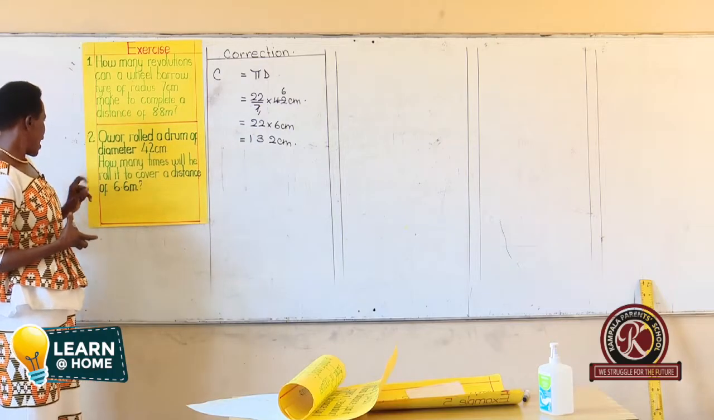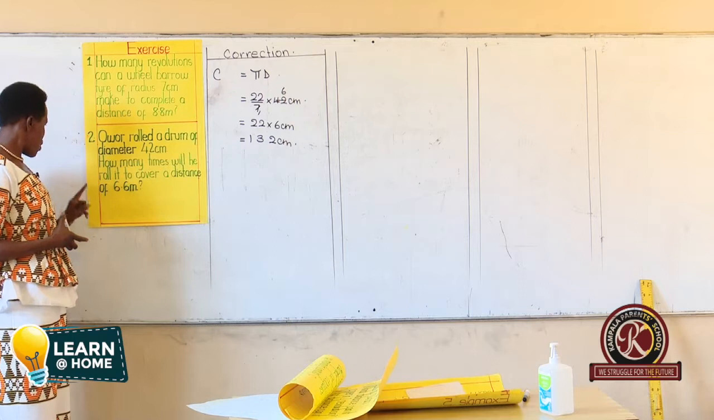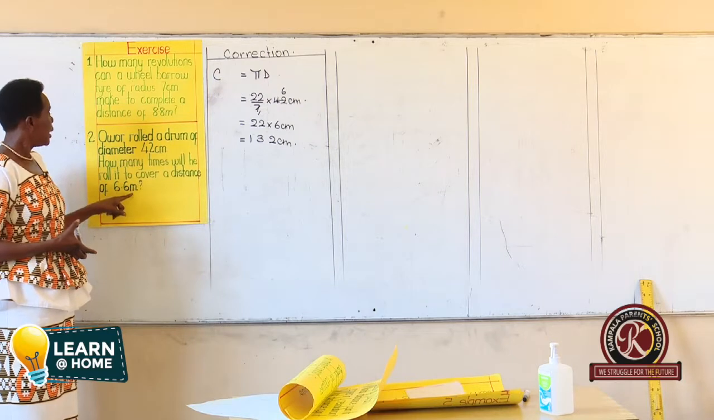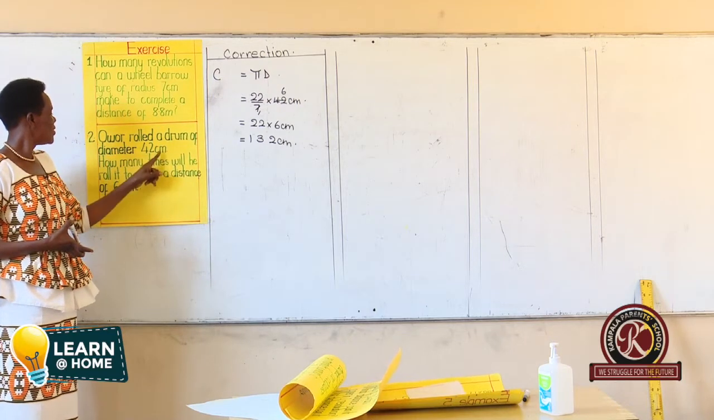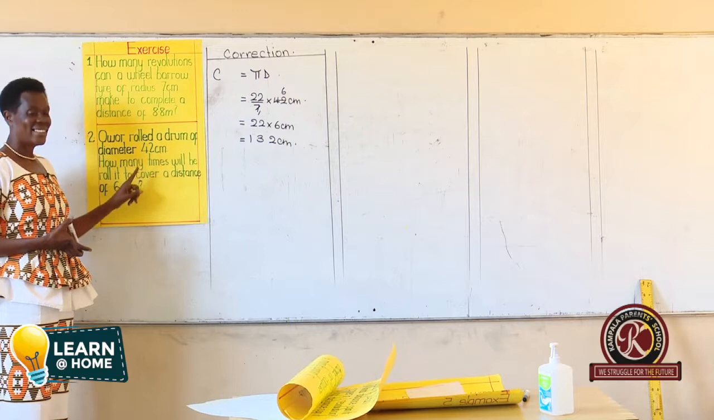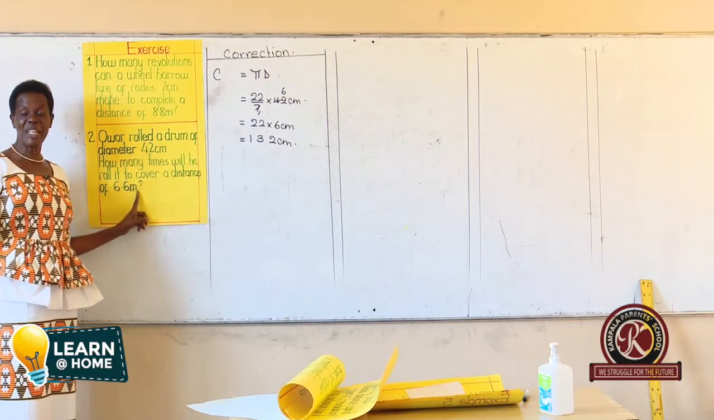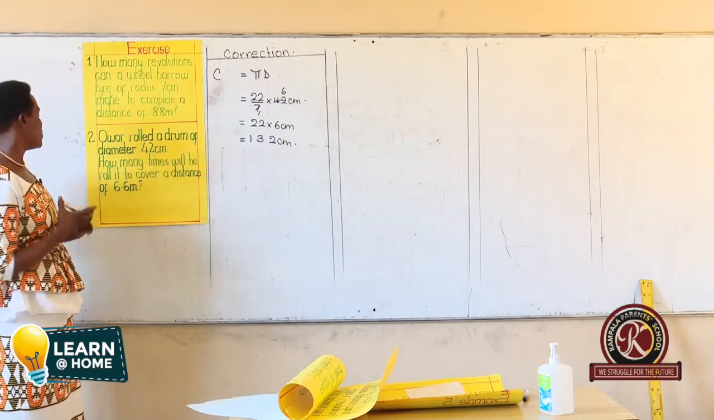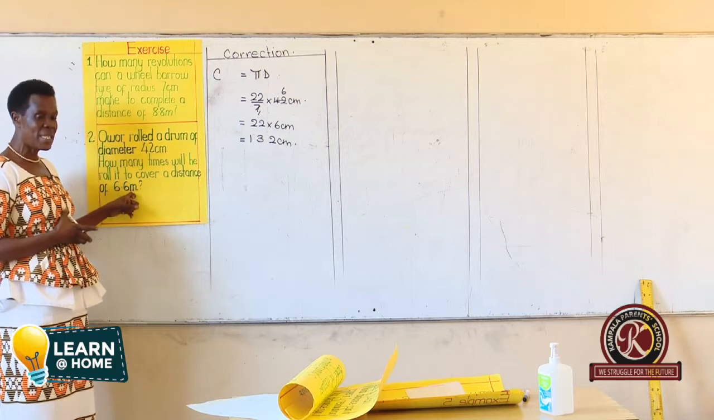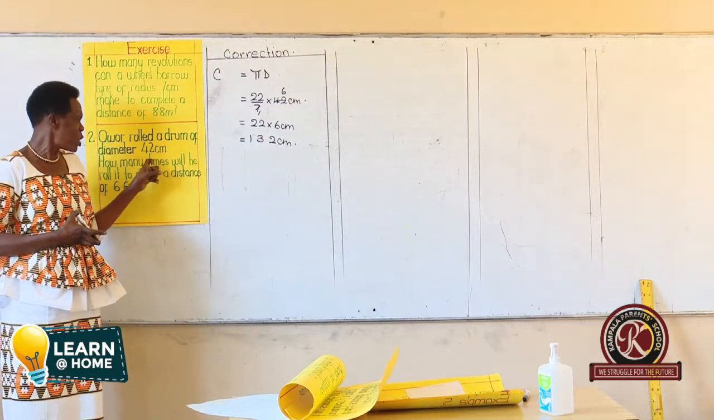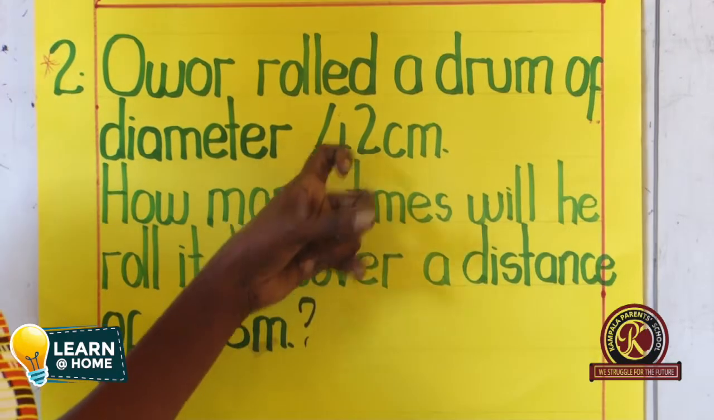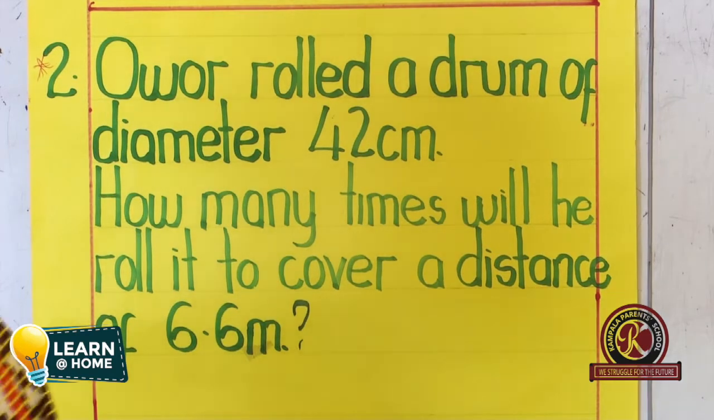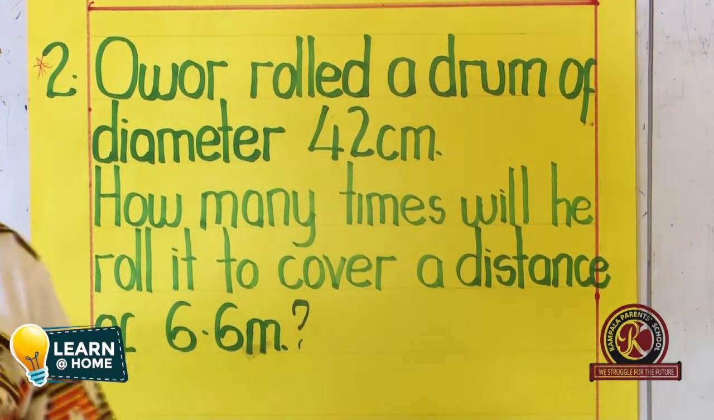Now, how many times will he roll it to cover a distance of 6.6 meters? There is a problem here. I have heard somebody saying there is a problem with the units. The units are not the same, so what do we have to do? We have to change the meters to centimeters. We can also change centimeters to meters, but at times the work becomes complicated because of the division, and we always look for things you understand quickly.